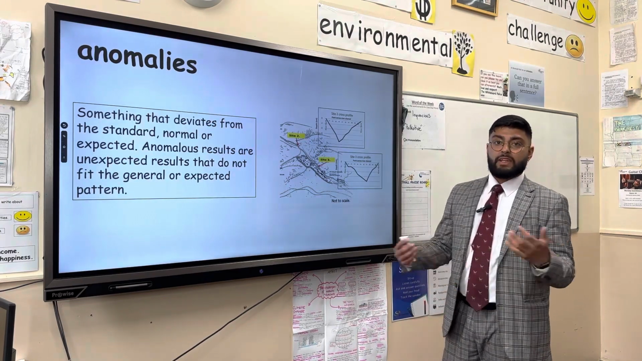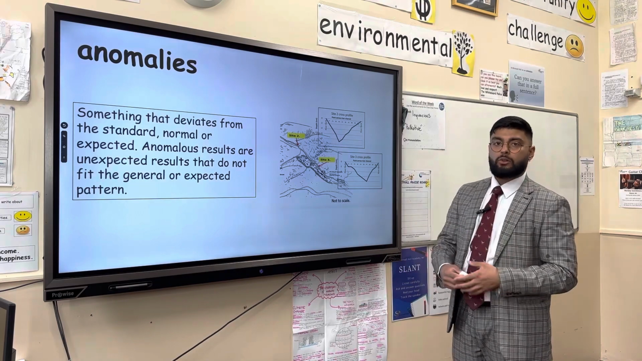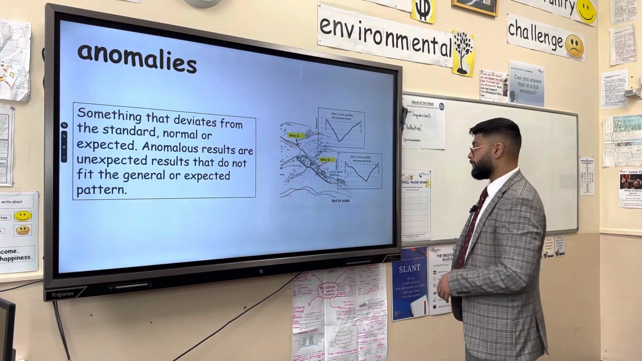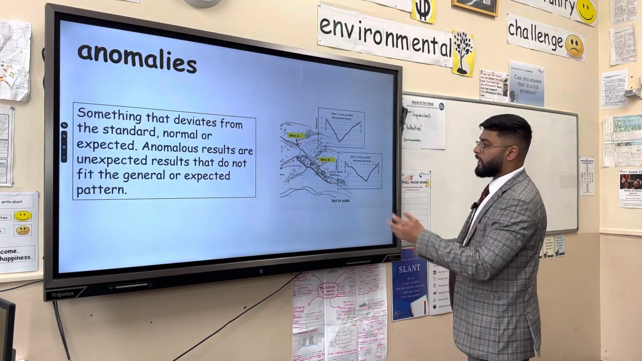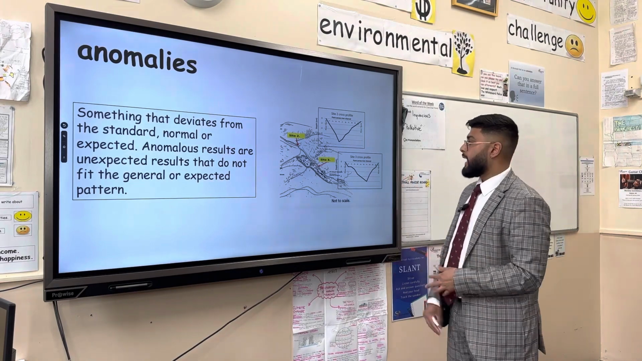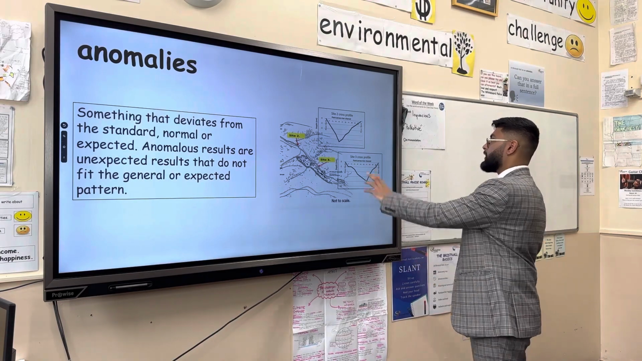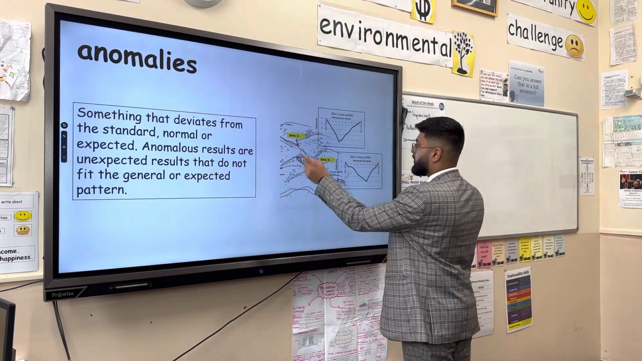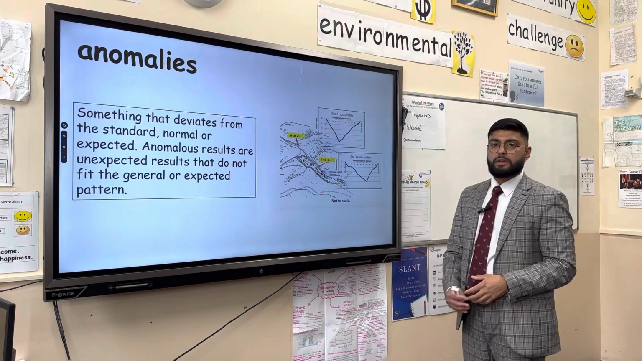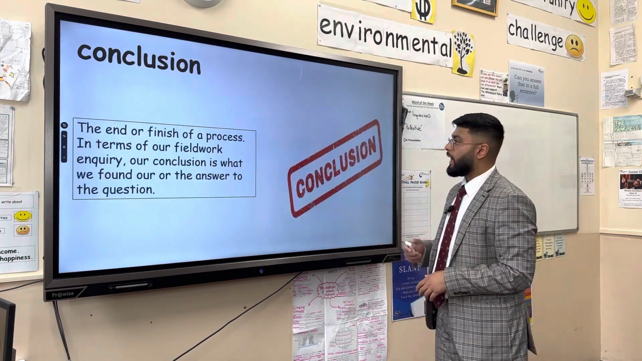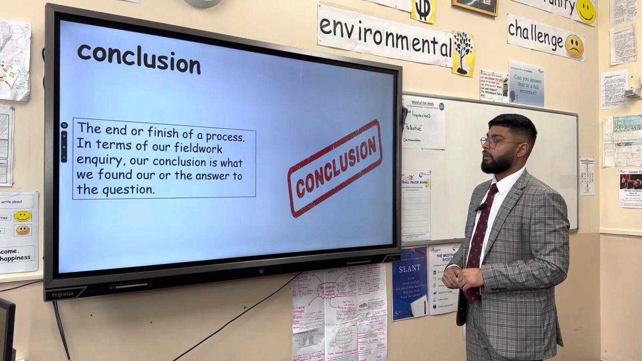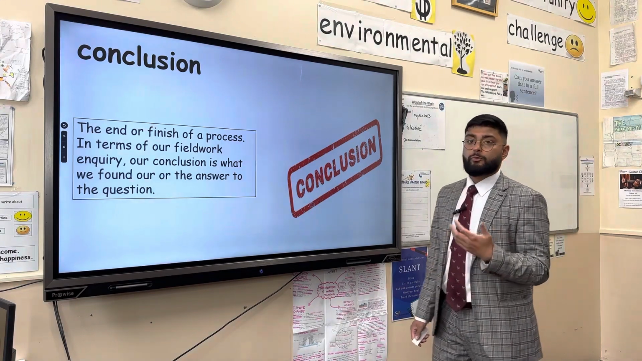Anomalies, something that deviates from the standard or the expected or the pattern, the odd one out. So in this example, we've got Cardamil Valley, and we know that the river gets wider as we go downstream. What this is actually showing though is that upstream it's wider than site 3. So we look at that data and we think, hang on, that's an anomaly because it doesn't necessarily fit our hypothesis or our prediction.